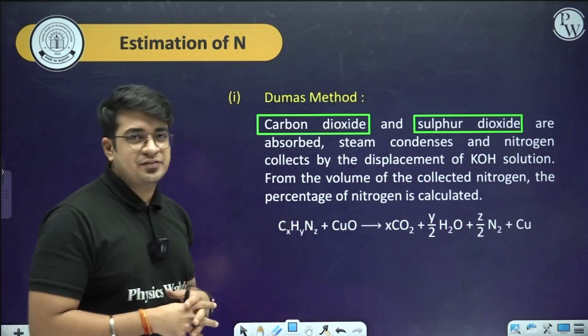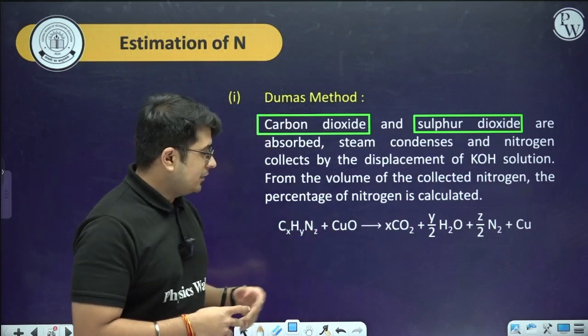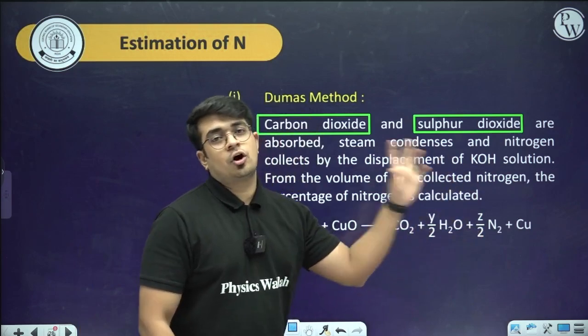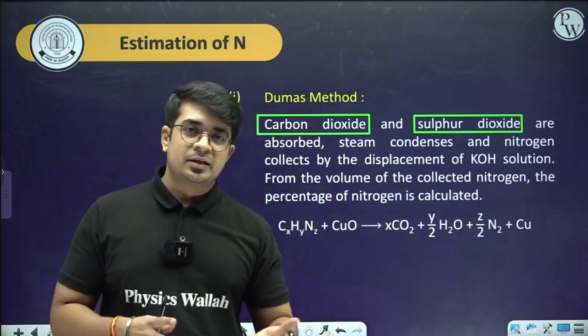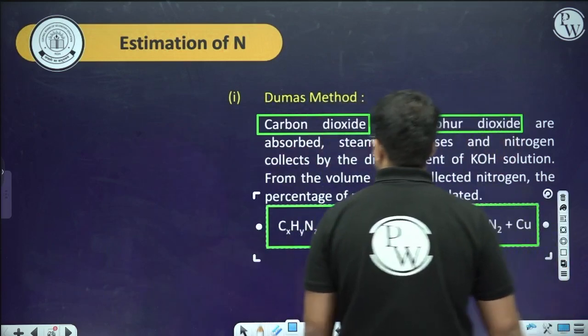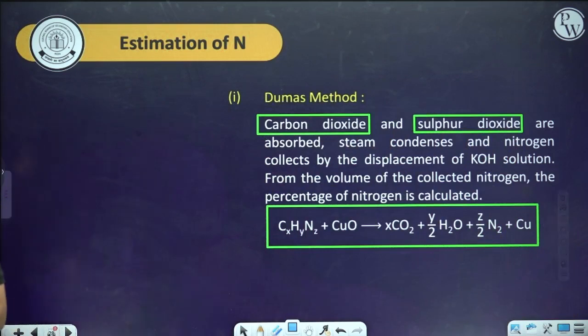So eventually you can see if we have CxHyNz, it's going to react with copper oxide. And eventually CO2 is going to be formed, H2O is going to be formed, N2 is going to be formed, and copper is set free. I hope this part is clear. This is the first portion related to a very basic method which is known as the Dumas method. Okay, I hope this part is clear.